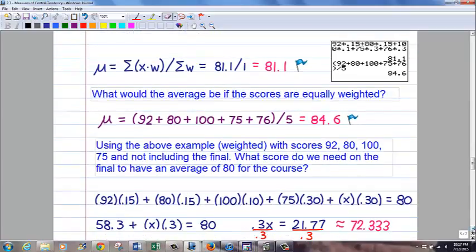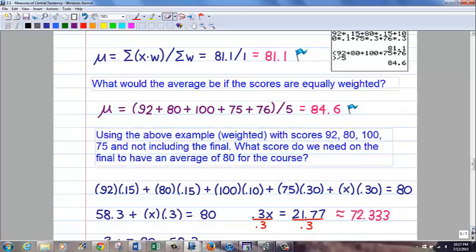Now here's an interesting problem that I often get asked, and it's not that difficult to figure out yourself as a student. The typical question: what do I need on the final to make a certain average in the class? That's not really difficult to calculate. It's a very, very basic algebra type problem. So, unlike the last one, I'm using the same percentages. It looks like I'm using different scores. No, I'm using the same scores, just with the final unknown.